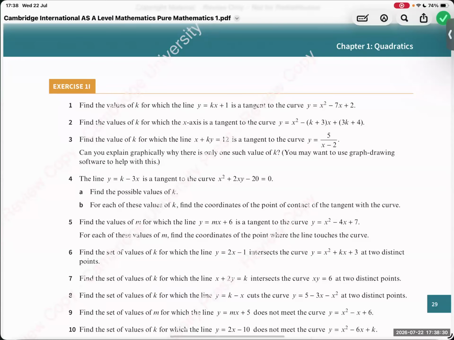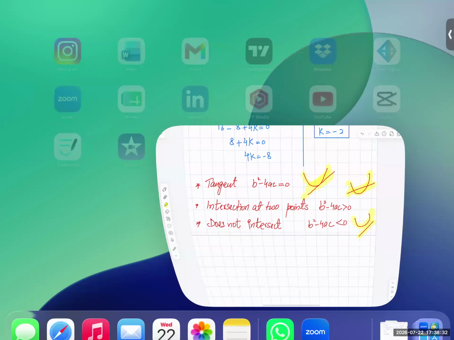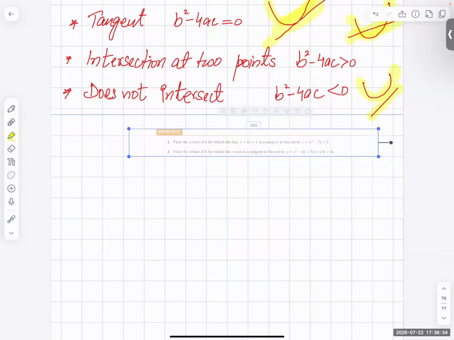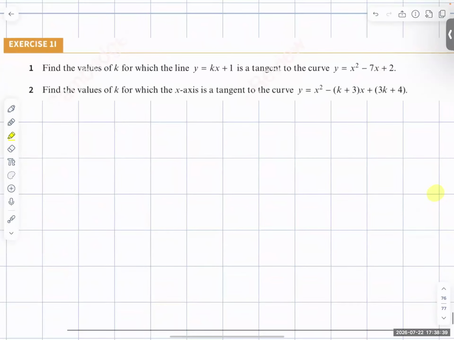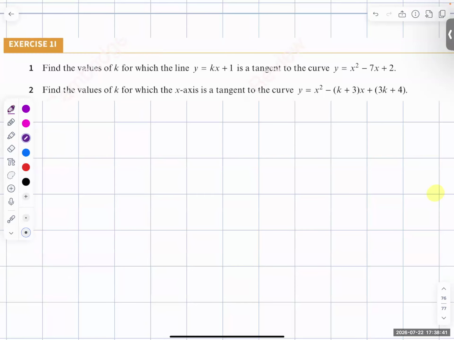Okay, let's solve a couple of more questions. Ahmed, tell me about question number 1, beta. Ahmed, question number 1. Be quick.